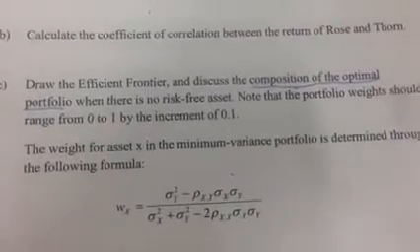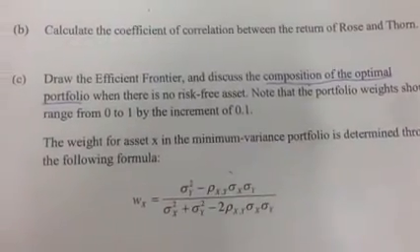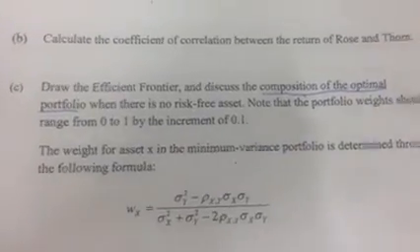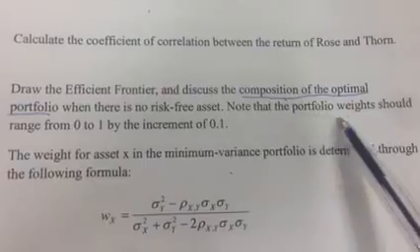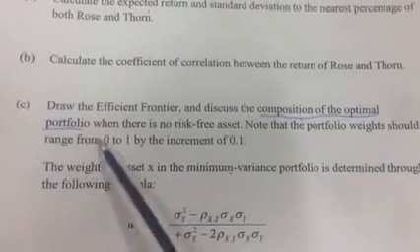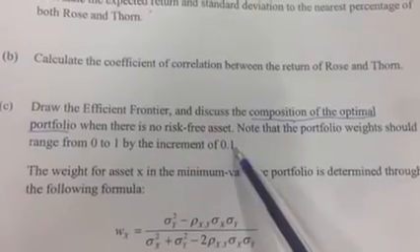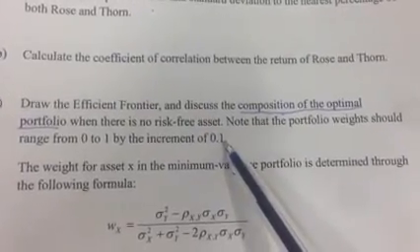So we are now on part C, and it says the first part, draw the efficient frontier. And she has given us, note the portfolio weights should range from 0 to 1 by an increment of 0.1. So that basically means that we have to put the weights at an increment. So we start 1, 0.9, 0.8, 0.7. The difference between them needs to be 0.1.